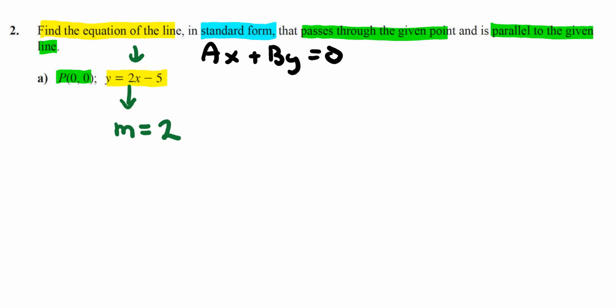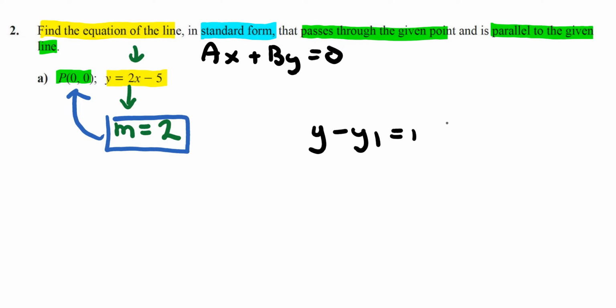Now, basically, it must be parallel to that line. So our line will have the exact same slope of 2. And it must go through this point, which is 0, 0. All right, so fair enough. So we need the equation of a line. So let's start off with y minus y1 equals m bracket x minus x1. This is the point slope formula.